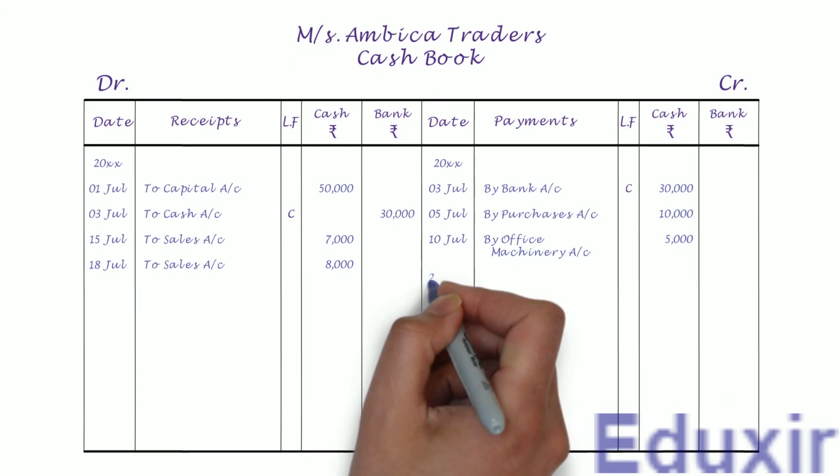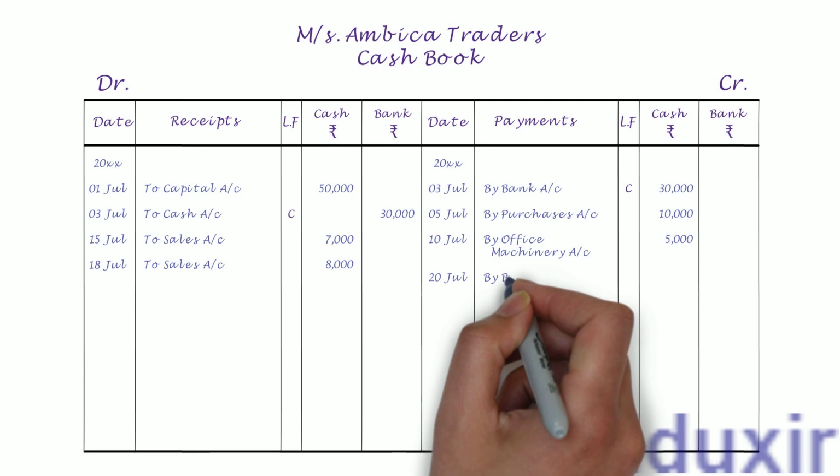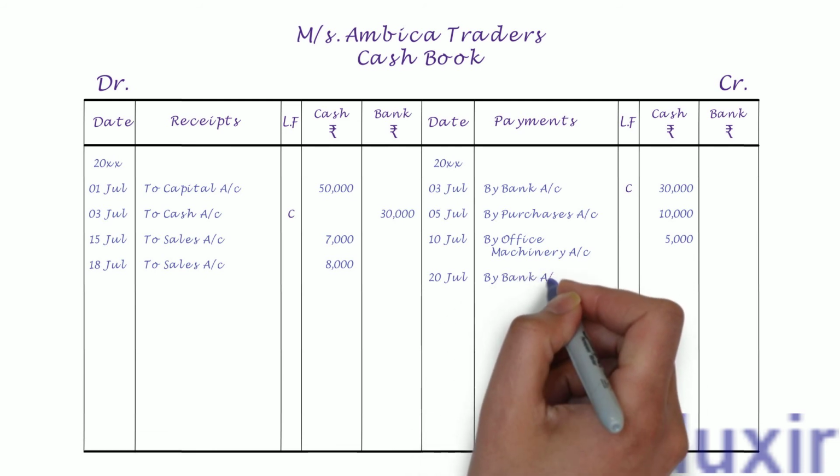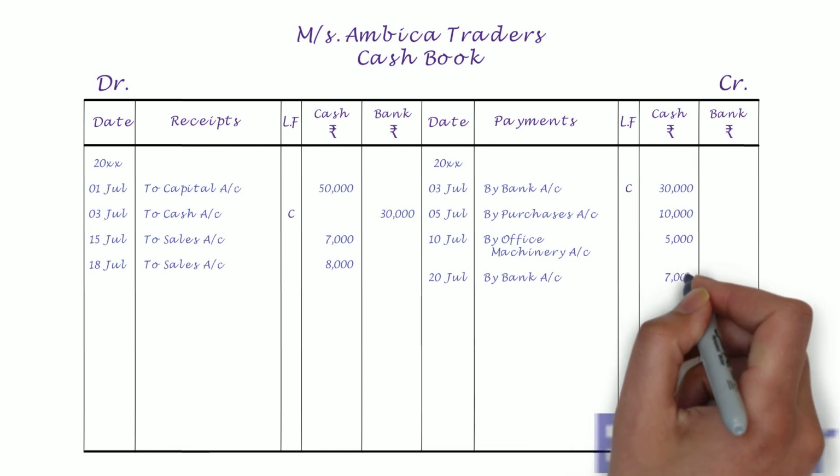Let us first record the date. Let us then record the bank account into the payments column of the cash book. Let us then record the credit amount of 7,000 rupees in the cash column.